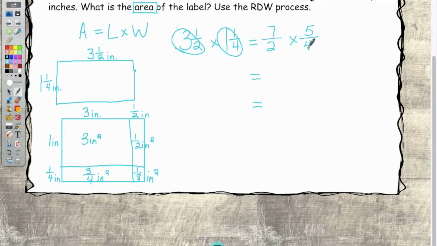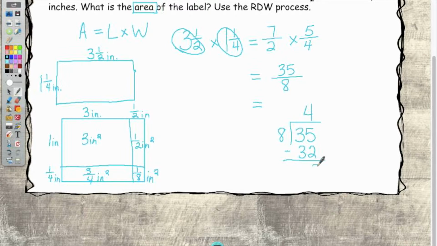Now I simply multiply. 7 times 5 and 2 times 4. Okay. So now I've got an improper fraction that I need to switch back to a mixed number. The easiest way to do it is long division. So write 35 divided by 8. Now you can skip count by 8s with me. 8, 16, 24, 32, 40. 40 is too big. 32. So 8 times 4 equals 32.